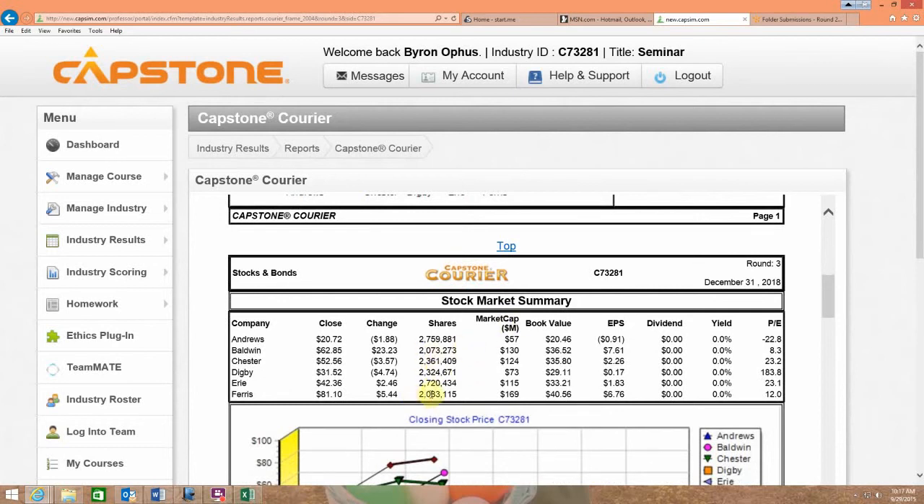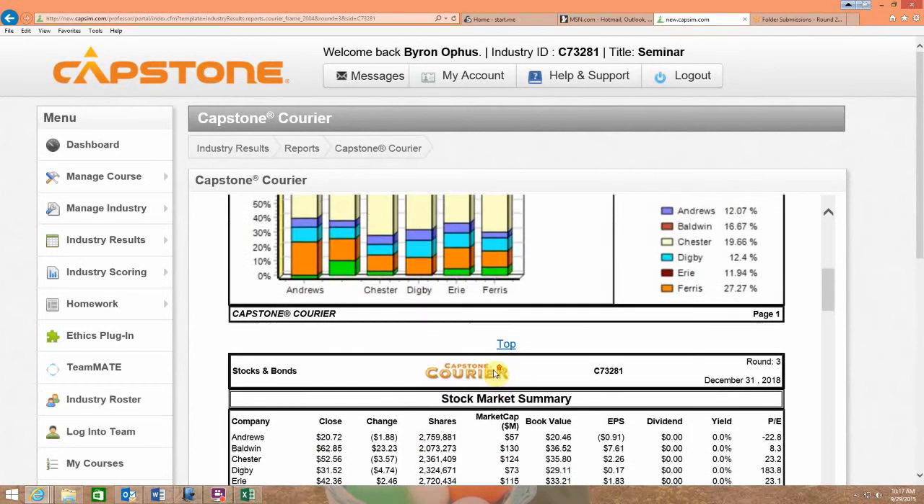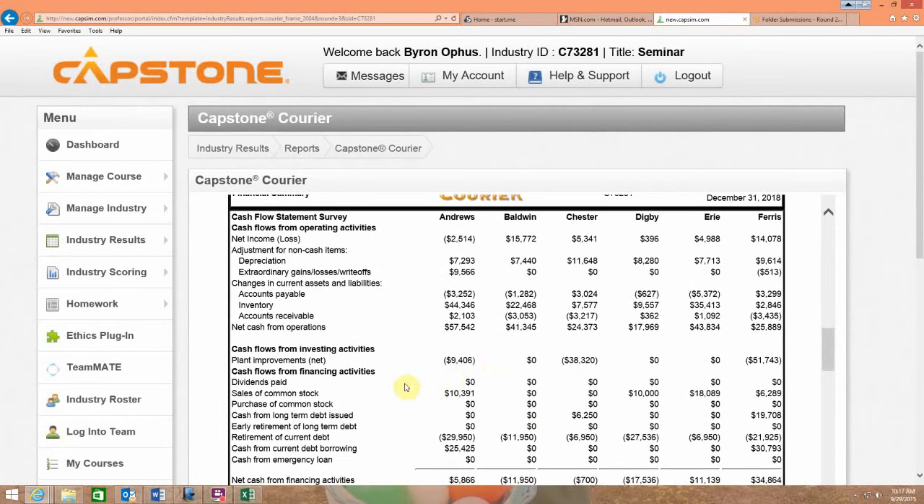So we come down here and we do see the Ferris issued a little bit of stock, and I'd have to go back and look at last round, but I think that Andrews and Erie also have issued stock. I don't have to go back and look. I can come down here. I'm sorry, I can look at the cash flow and sales of common stock. So Andrews issued some stock, Digby issued some stock, Erie issued some stock, and Ferris issued some stock. Now, if you take a look at last assignment, you know now, after I gave you the answers, that them issuing stock will have an effect of, 1, reducing their earnings per share, and 2, reducing their ROE. Okay, that said, I'm getting a little bit ahead of myself, but let's take a look.